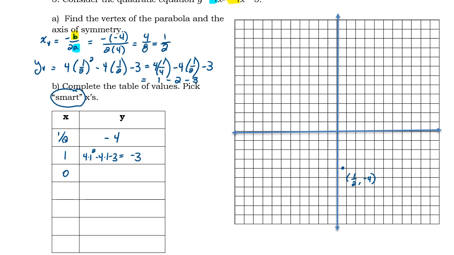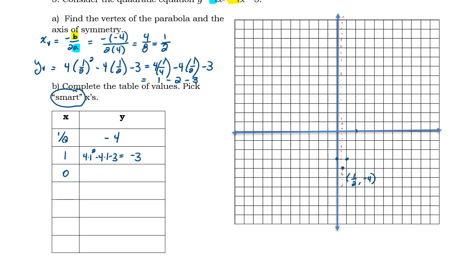So we have our vertex here at 1/2, negative 4. And then when we put 1 in for x, we got negative 3, which is right there. So this is what I'm talking about with symmetry. I know my vertex is on x equals a half, so I have this line of symmetry right here. If I find a point that's 1/2 of a unit to the right of the line, then if I go 1/2 unit to the left, I should also have a point at the same y value.